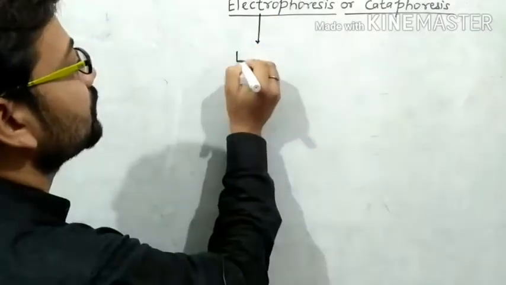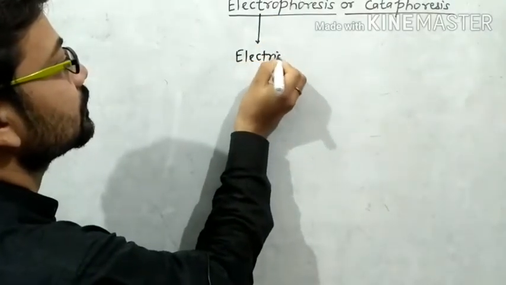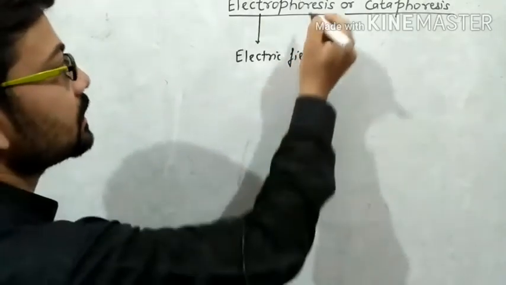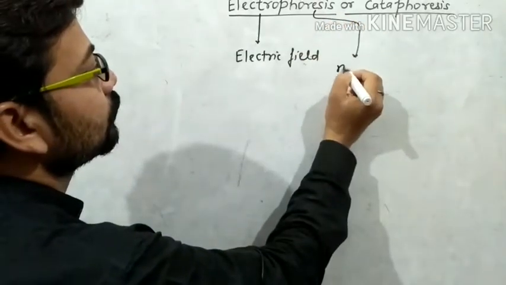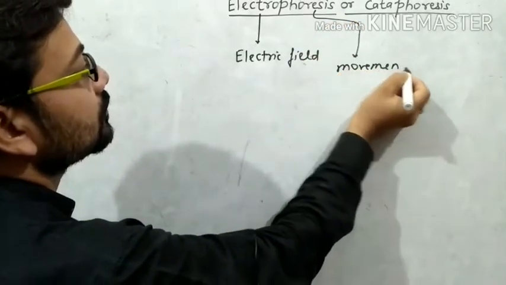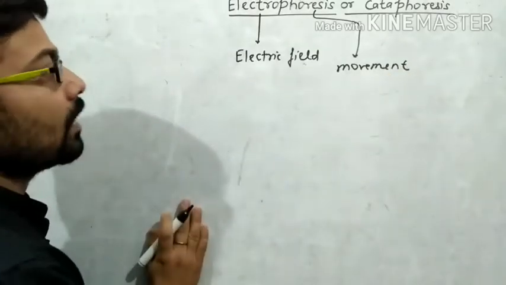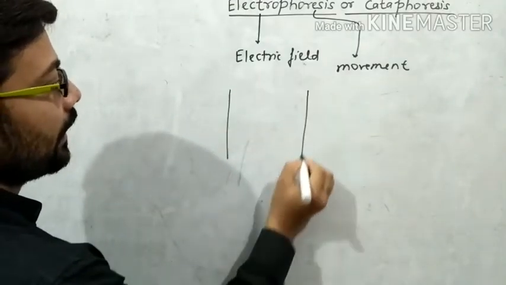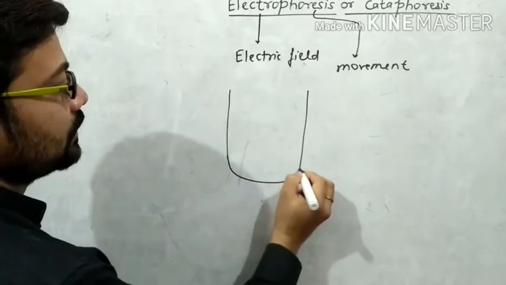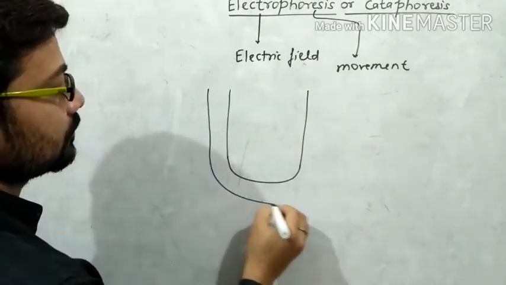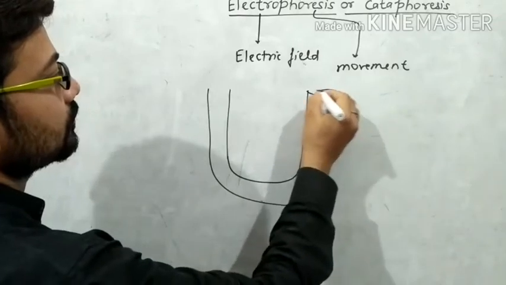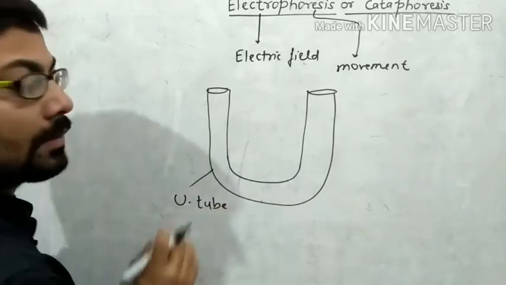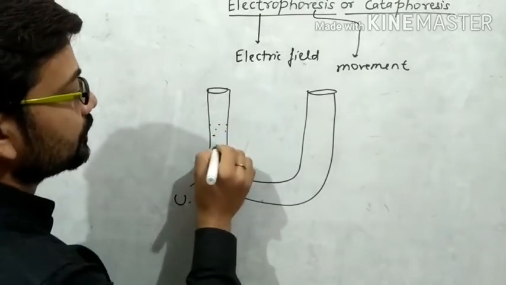The term electro comes from the electric field. Phoresis means movement. So what is electrophoresis? This is a colloidal solution. This is a U tube, and in it the colloidal solution is placed.